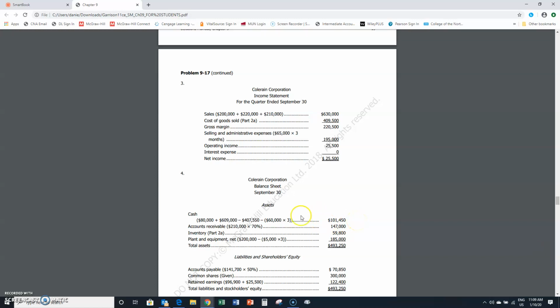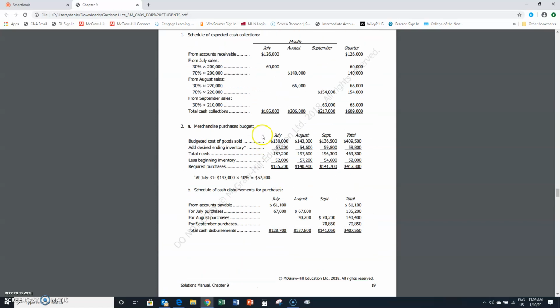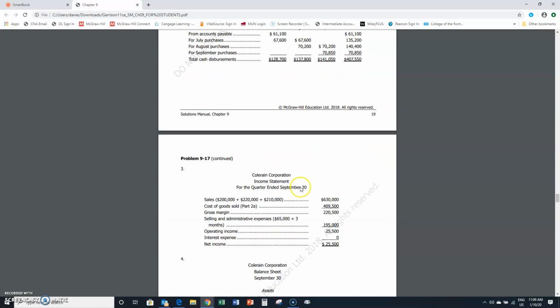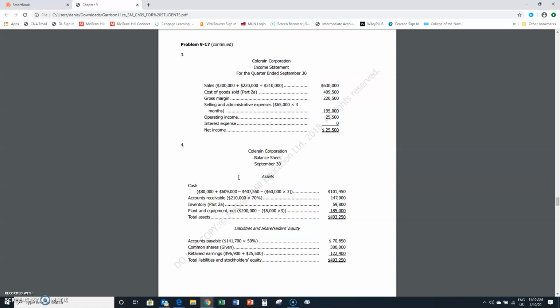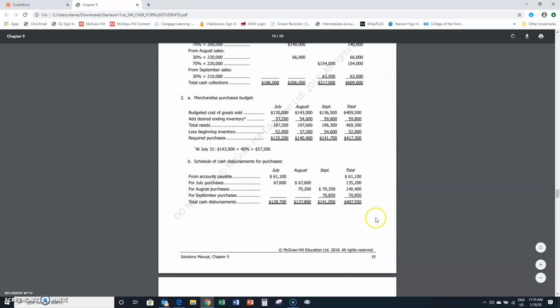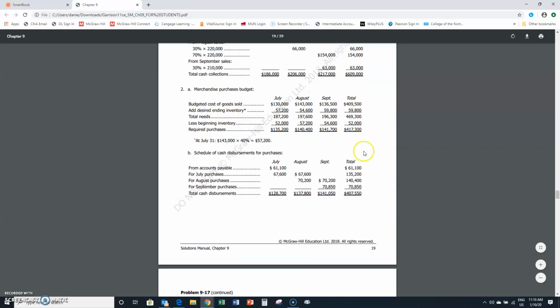So we add and subtract all this together to get $101,450. Our accounts receivable at the end of September, like I had pointed out when we did this up here, is September sales. So $210,000 times 70%. Inventory is $59,800, and that is from our merchandise purchases budget, our desired ending inventory. So at the end of that quarter, we want to have $59,800 in ending inventory.